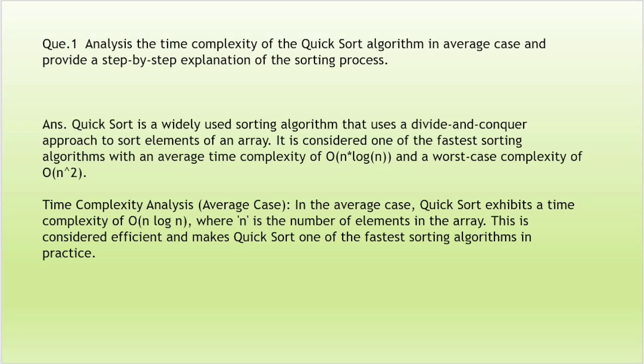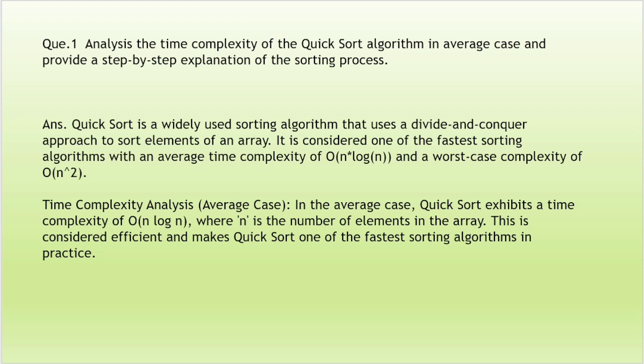So, the first question is: analyze the time complexity of the quicksort algorithm in the average case and provide a step-by-step explanation of the sorting process. Quicksort is a widely used sorting algorithm that uses a divide and conquer approach to sort elements of an array. It is considered one of the fastest sorting algorithms, with an average time complexity of O(n log n) and a worst case complexity of O(n^2).